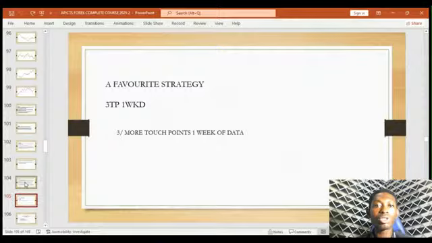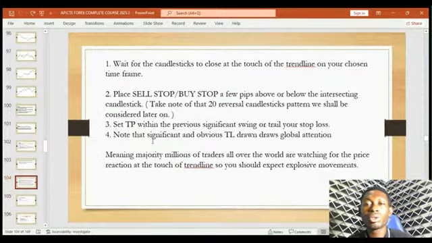This is another strategy I'm going to be teaching in the next class. 3TP, 1WKD. Don't worry, we'll share that one in the next class. So it's important that you combine both the trend line trading strategy and the trend line breakout strategy.